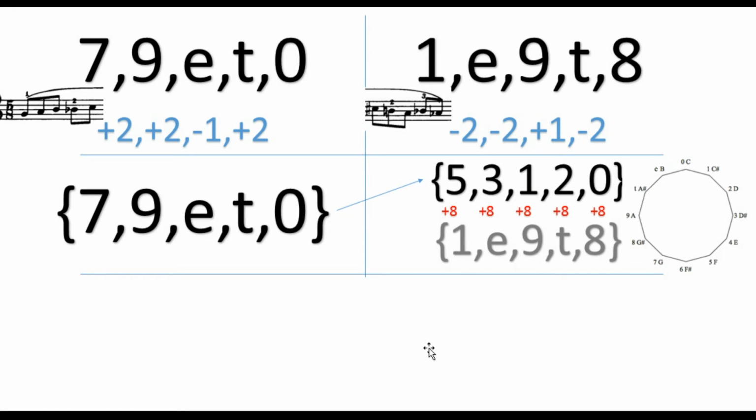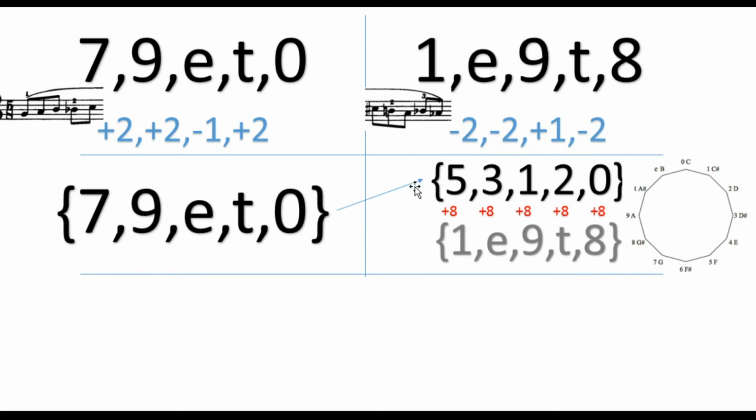You may ask the question, if 5, 3, 1, 2, 0 is the inverse of 7, 9, E, T, 0, how does that work if we said the two ordered pitch class sets up here are related by inversion? First, let's look at the pitch class set 5, 3, 1, 2, 0. And for a moment, let's determine the ordered pitch intervals between these integers. 5 to 3 would be -2, 3 to 1 would be -2, 1 to 2 would be +1, and 2 to 0 would be -2.